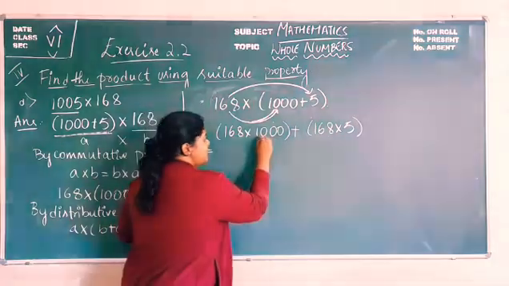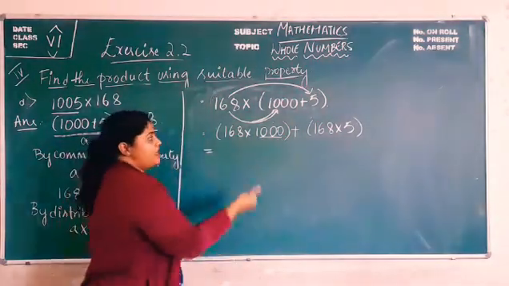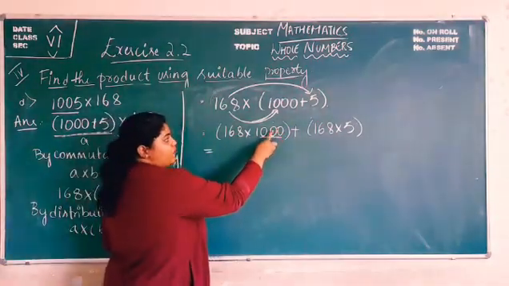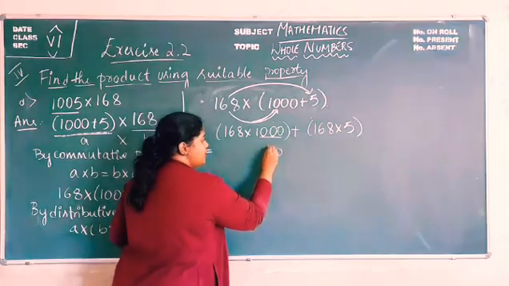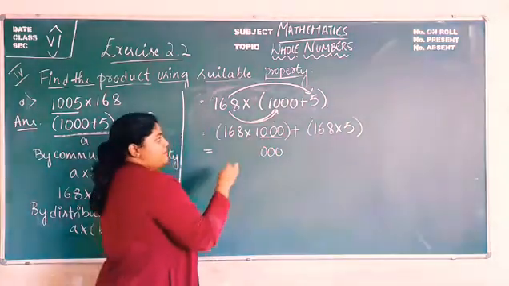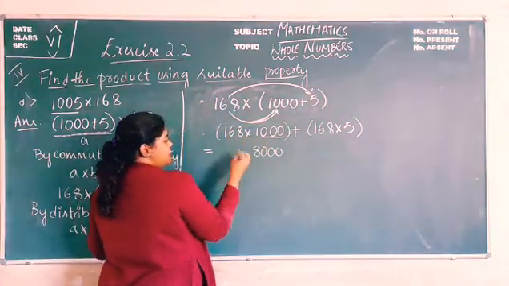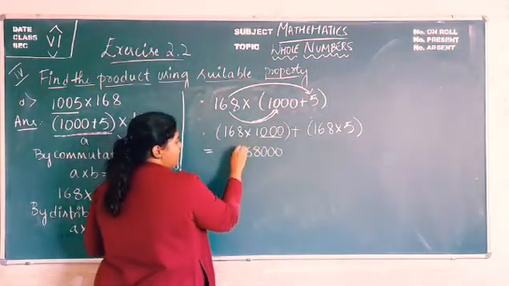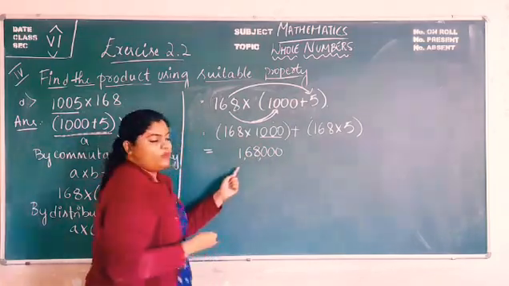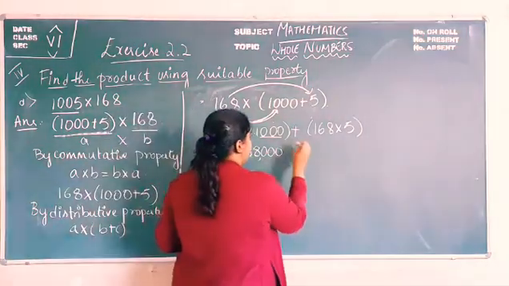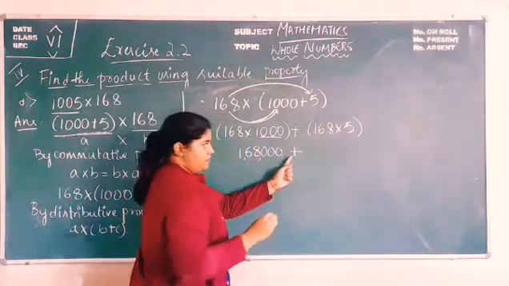Since we have zeros at the end, we can straight away multiply. We count the number of zeros: 1, 2, 3. So we have 3 zeros. Then we will multiply with 1: 1 8s are 8, 1 6s are 6, 1 1s are 1. So we got 1,68,000. Then we will write a plus sign.